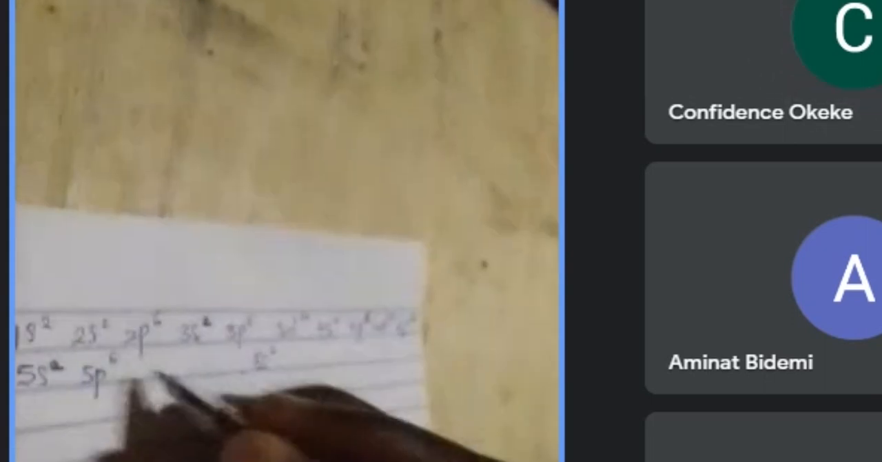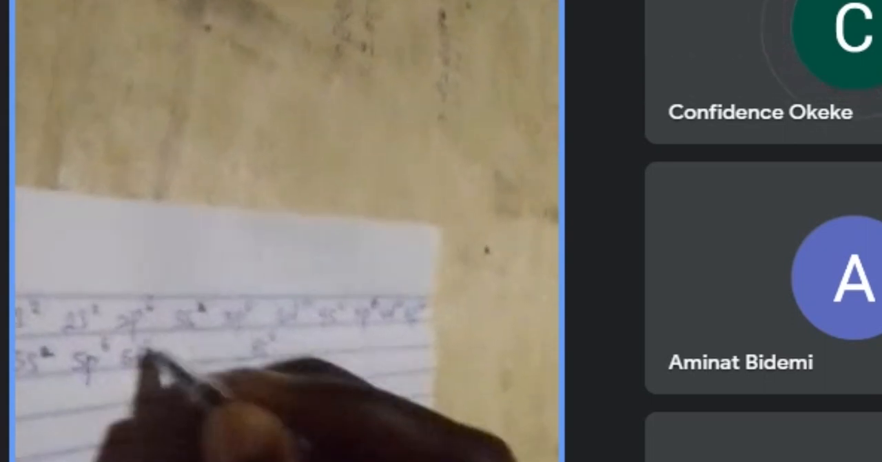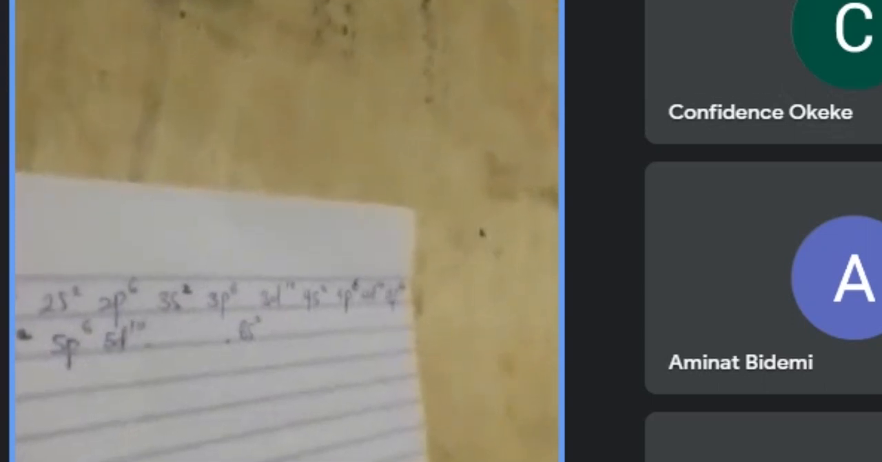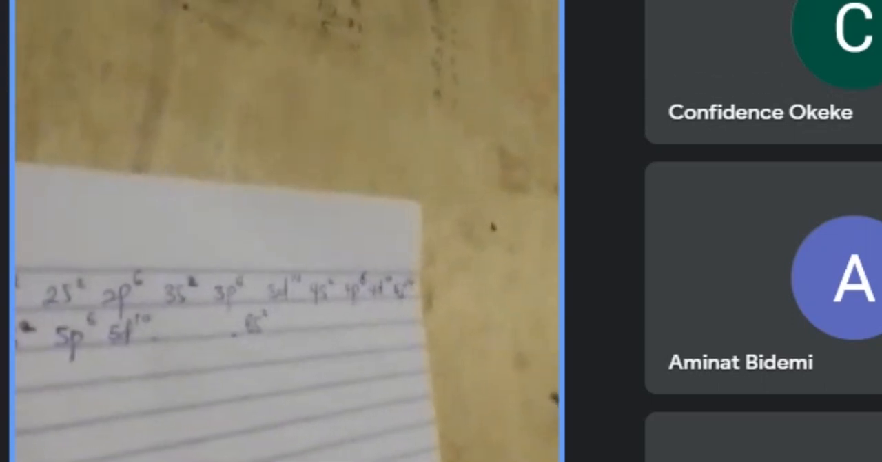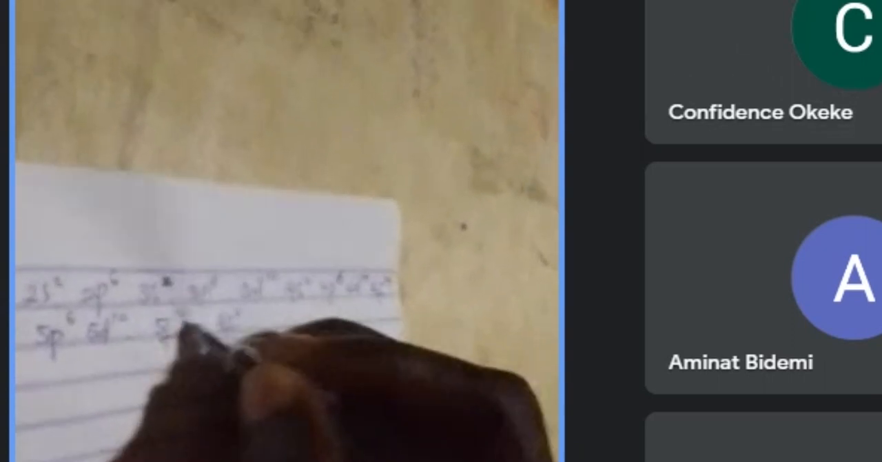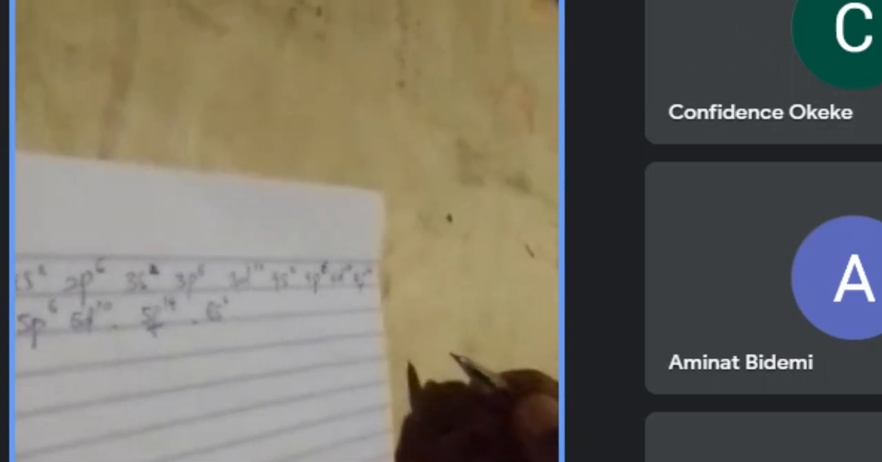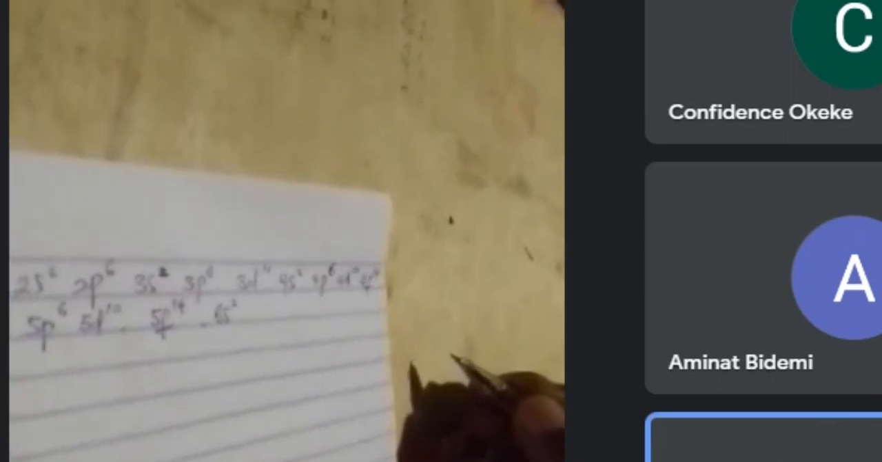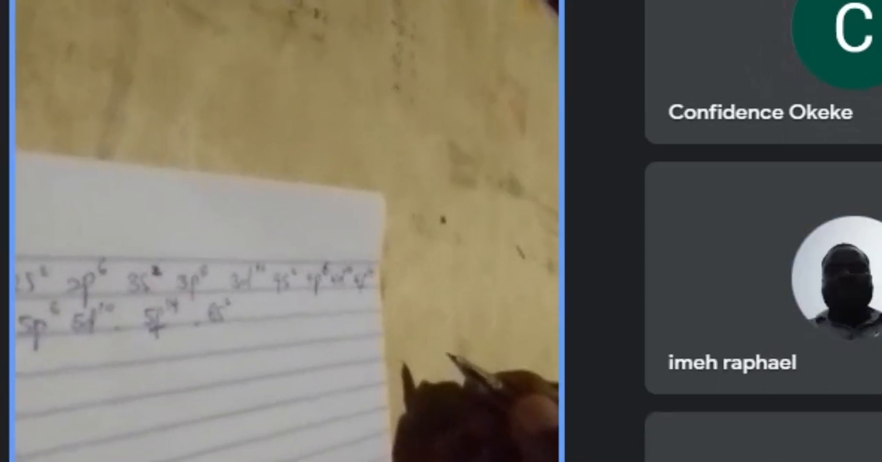Now come back for the 5d. 5d10, because d will never contain more than 10 electrons. After 5d10, I'm going to 5f. That is 5f14. I don't know what this gives. That's 94.